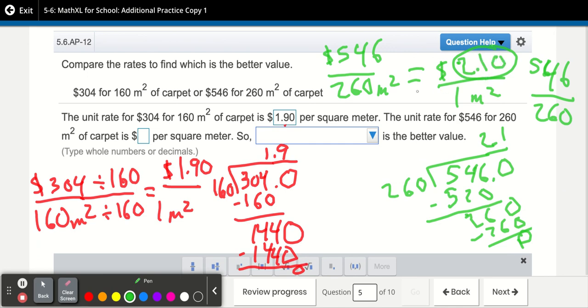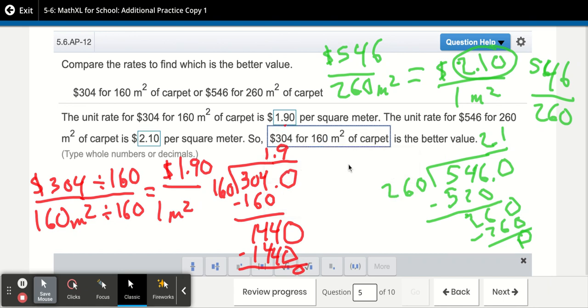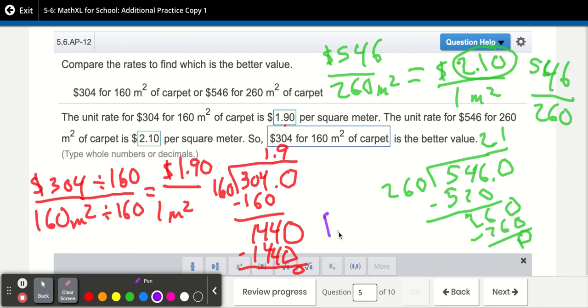So buying more did not make it a better deal. The second option was $2.10 per square meter. That means the first option, 304 for 160, is the better value. And the reason is, we can try this one in purple again, 1.9 is less than 2.1.